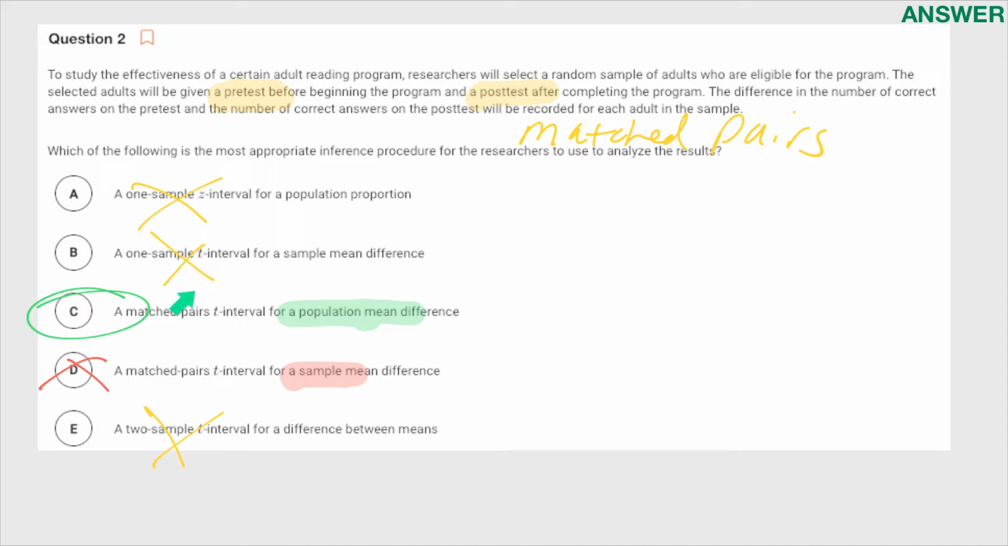So one sample is out, two sample is out. This is when you have independent groups. Matched pairs is the correct choice. We use inference to make a conclusion or an interval about a population number, not a sample number. So choice C is the correct answer.